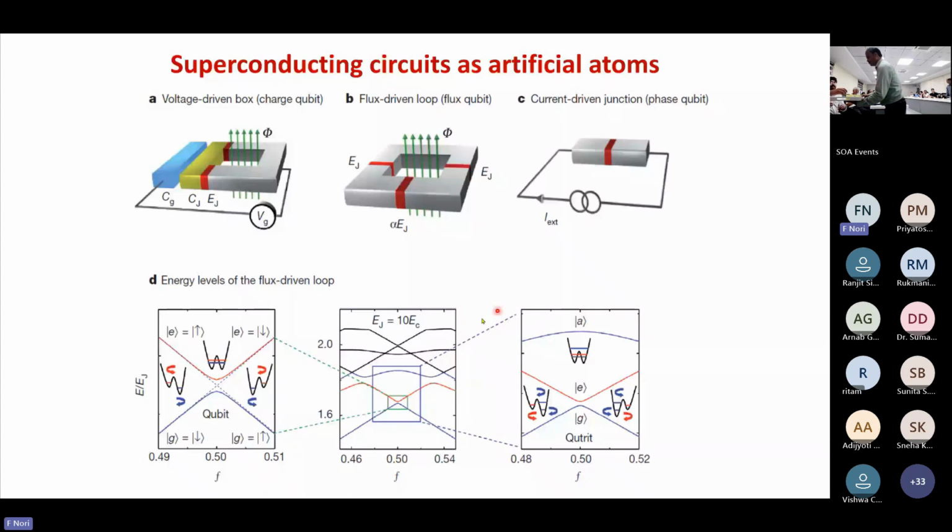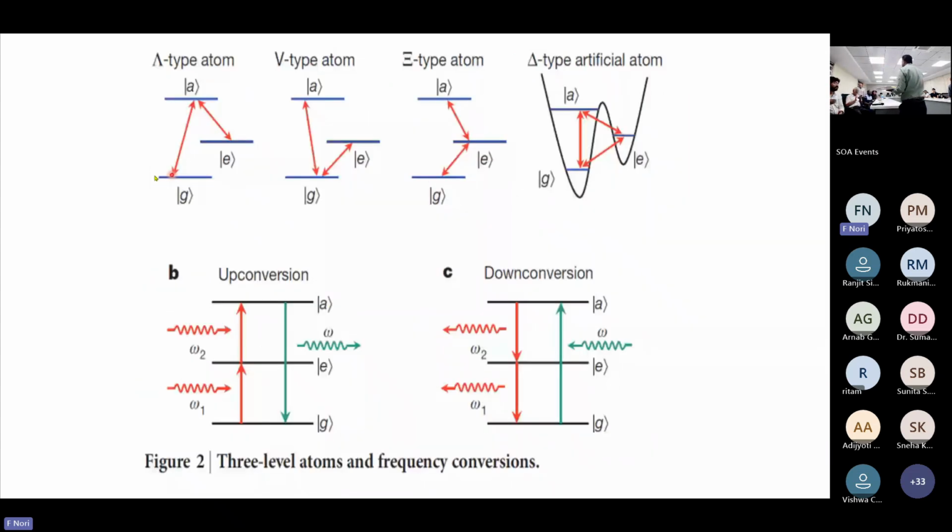And you can have atoms which are lambda type because this looks like a lambda, V type because this looks like a V, ladder type, or chi type because it looks like a chi, delta type atom. These are not allowed for normal atoms due to the electric dipole selection rule, delta L equals plus or minus 1. You can go from even to odd to even, but you cannot go from even to even. That would be odd. You can have up conversion, 2 photons generating 1, down conversion.